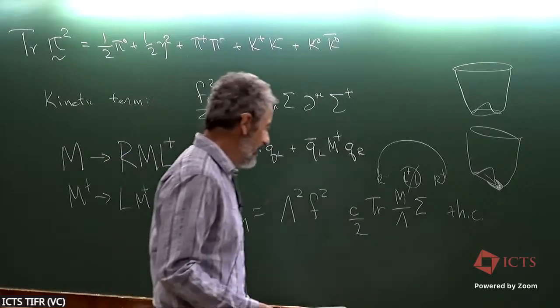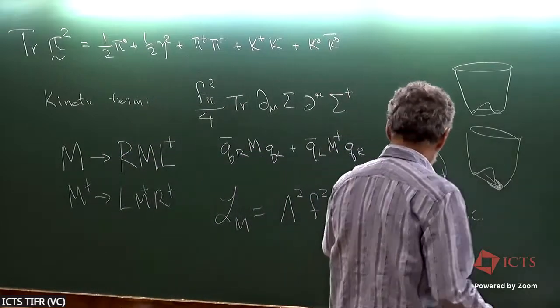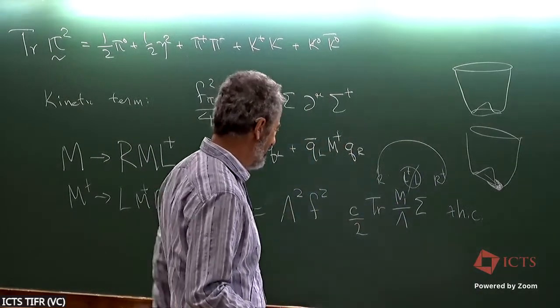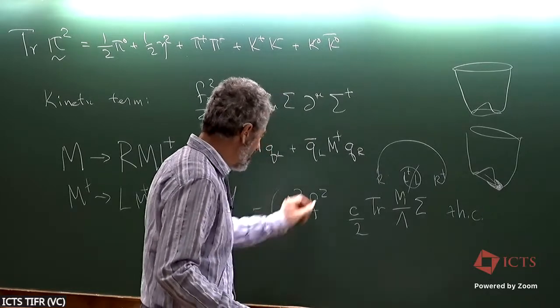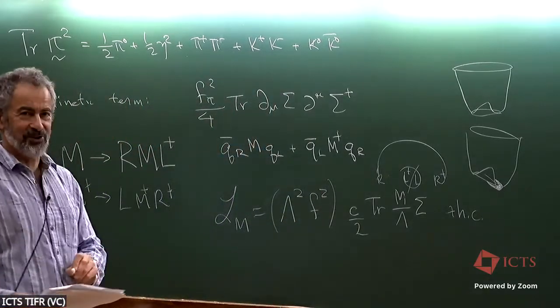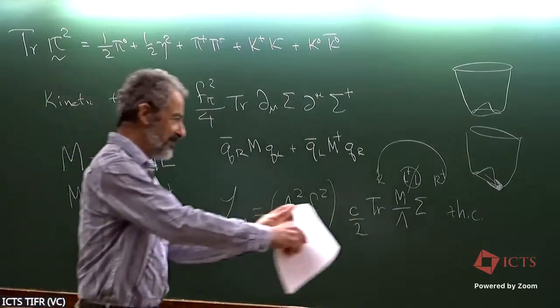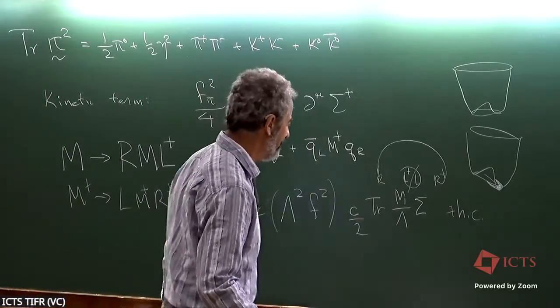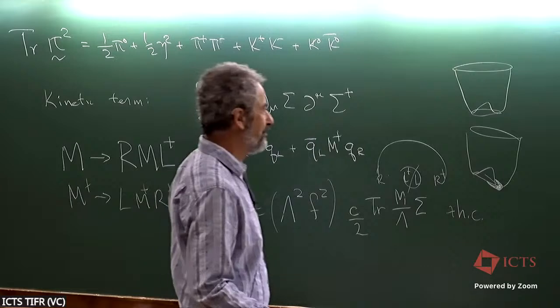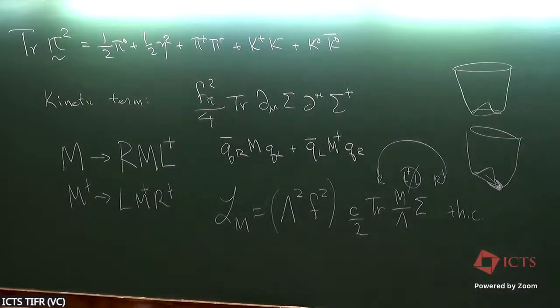Because this lambda cancels that lambda, the reason I did this is so that it has dimension 4. That's the dimension the Lagrangian has to have. And then everything else has to be dimensionless. So I have an M over lambda. So I made a mistake here. This is M quark, not M pi.